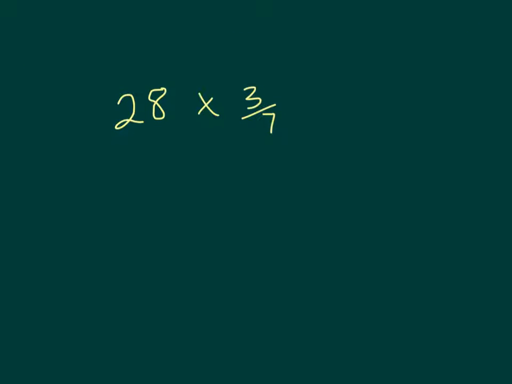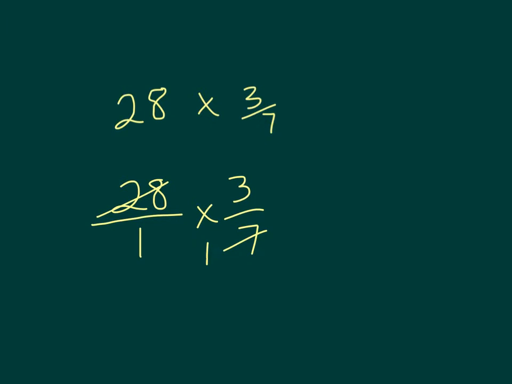If I was asked to solve a problem like this, where I have a whole number times a fraction, I'd want to write it out, and let's just write that whole number as a fraction. And now I just solve this the exact same way. So I could simplify before doing it. I get 1 and 4, and now it's just a matter of multiplying across. 4 times 3 is 12. 1 times 1 is 1, and so 12 over 1 is just 12.